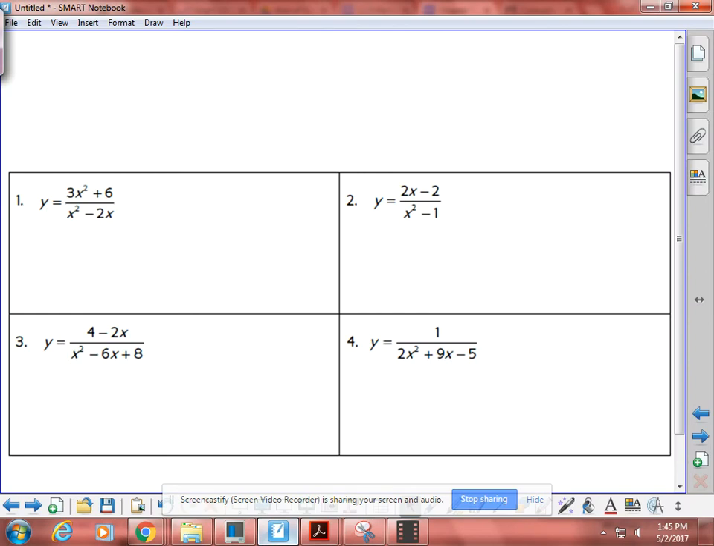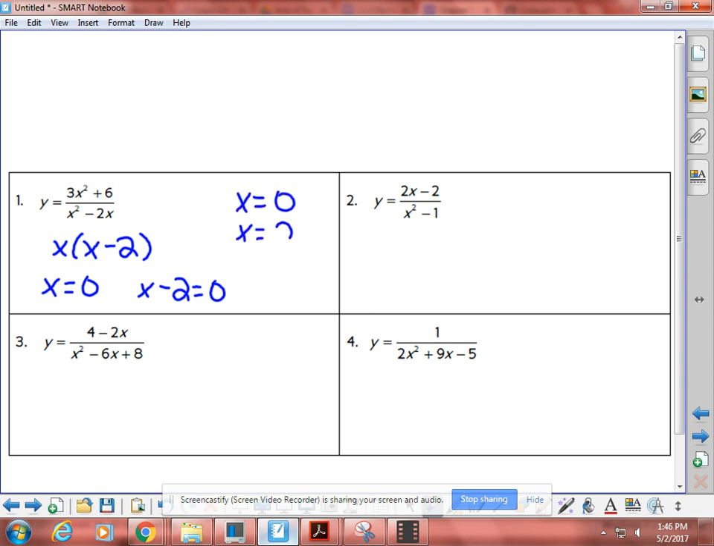Lesson 3's homework starts with this. The first ones are asking you for points of discontinuity. What that means to be discontinuous is where the denominator equals 0. So what I would do is try to factor out my denominator first. I know that I can factor that into x and x minus 2. Then I want to set both of those equal to 0. When I do that, I'm going to get x equaling 0 and x equaling 2.